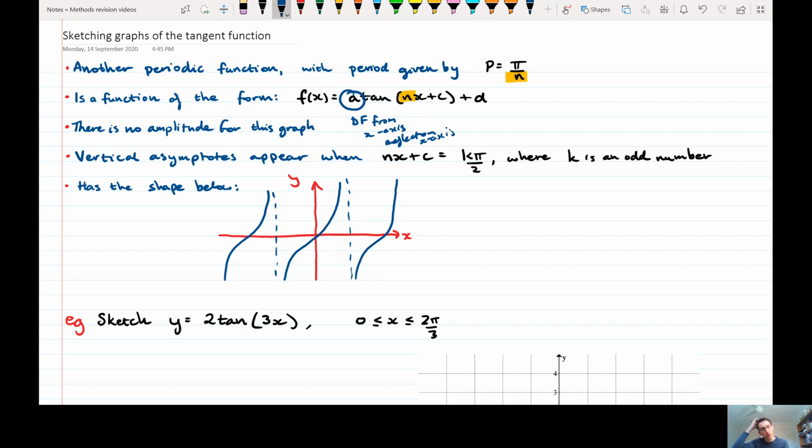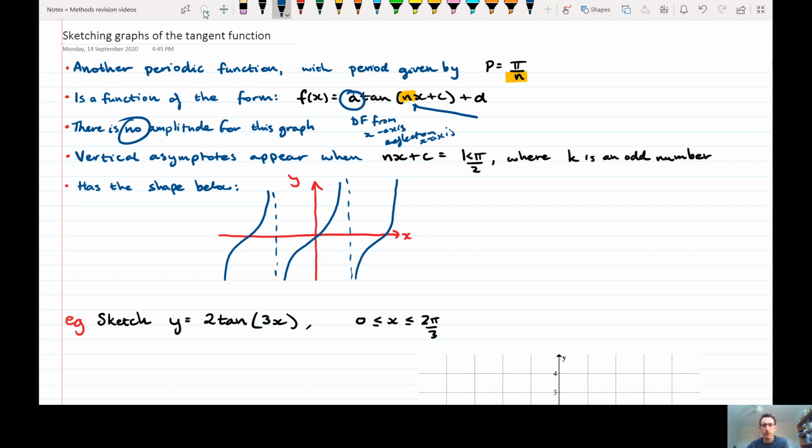But in this case, it is not the amplitude. We have no amplitude for a tangent graph because the graph goes off towards infinity. Amplitude is when you have a top end and a bottom end, and it stops there. This one just keeps going. So no amplitude. Please do not ever get caught out with amplitude for a tan graph.